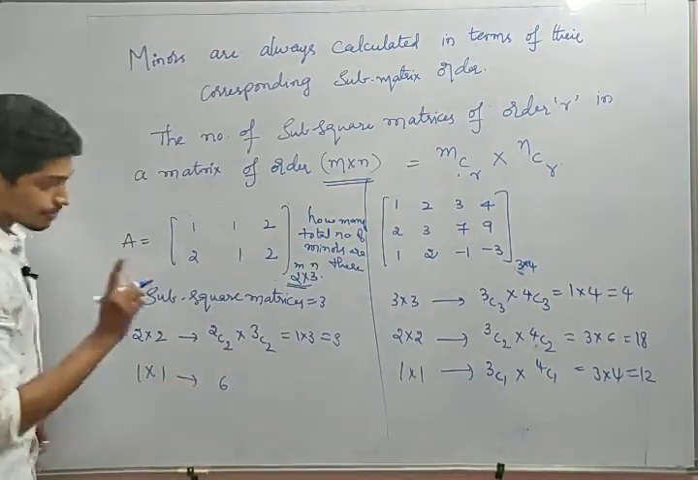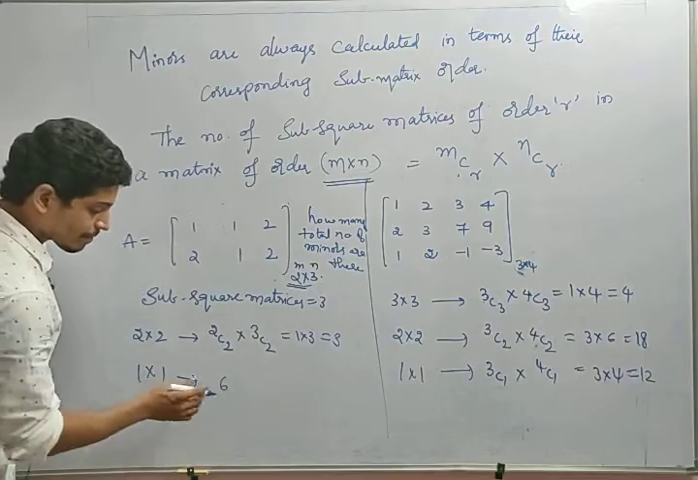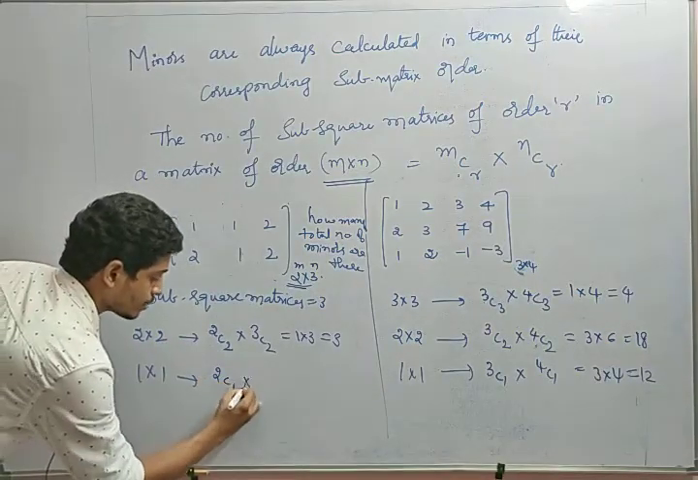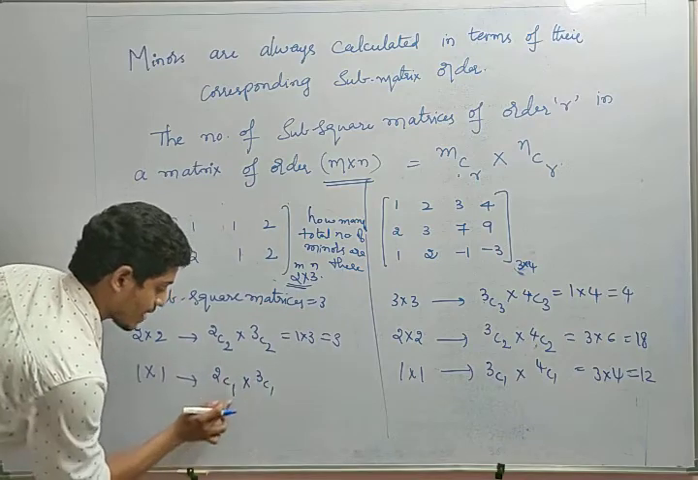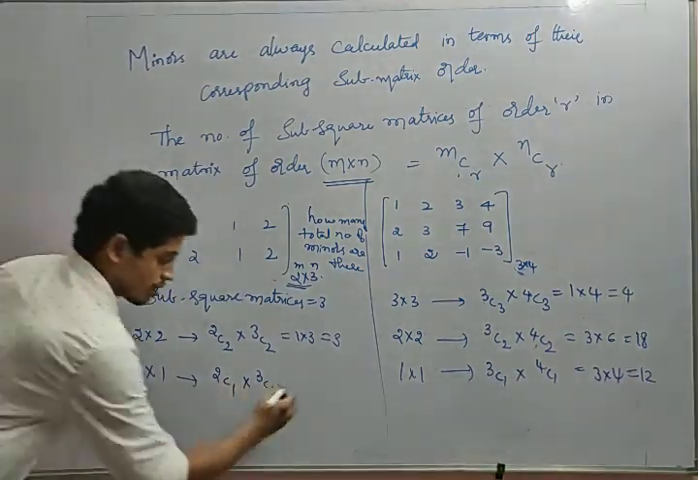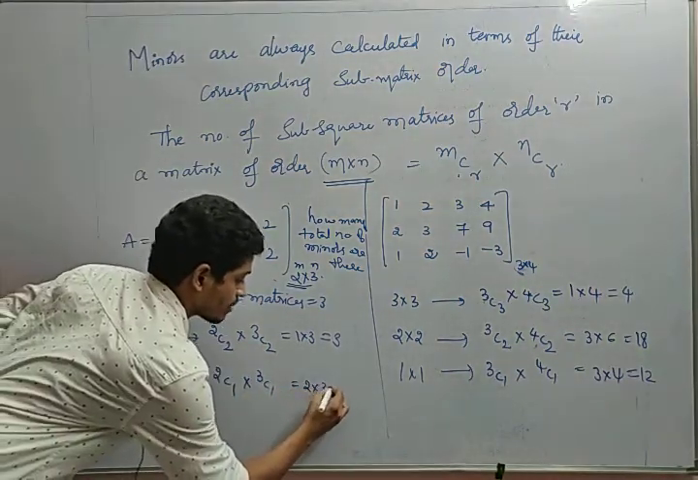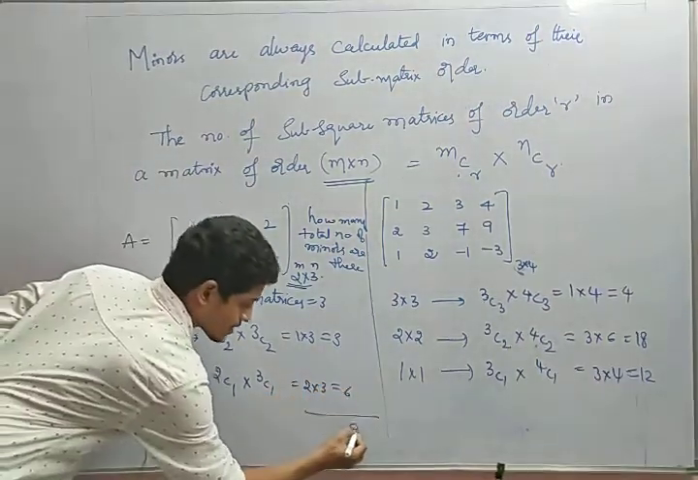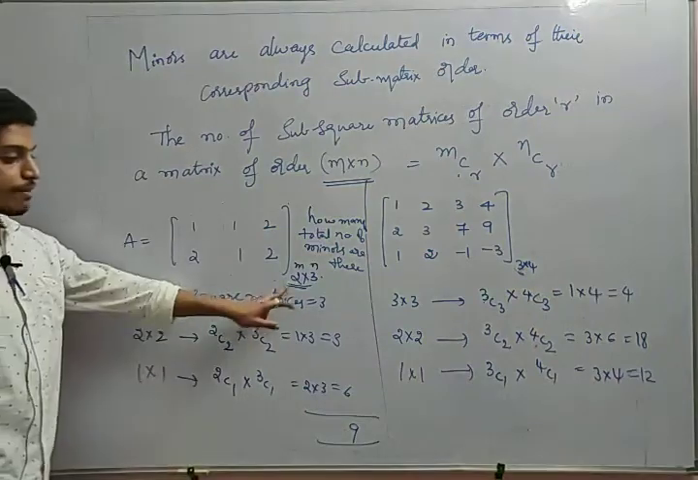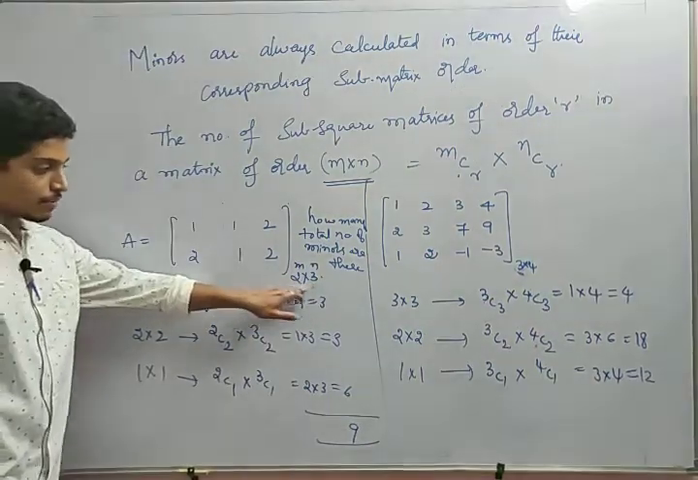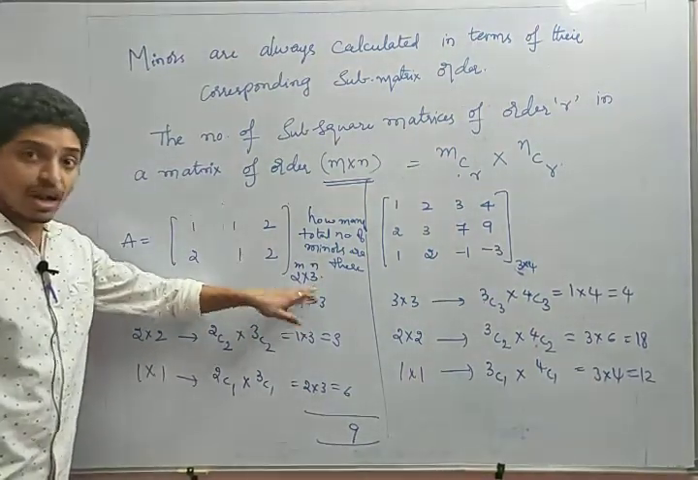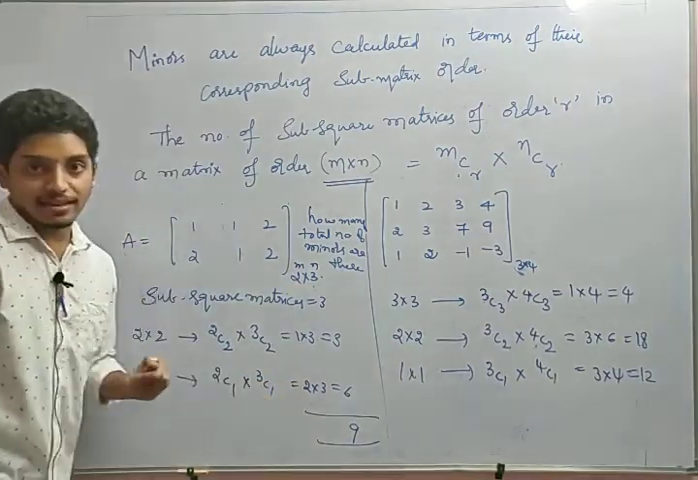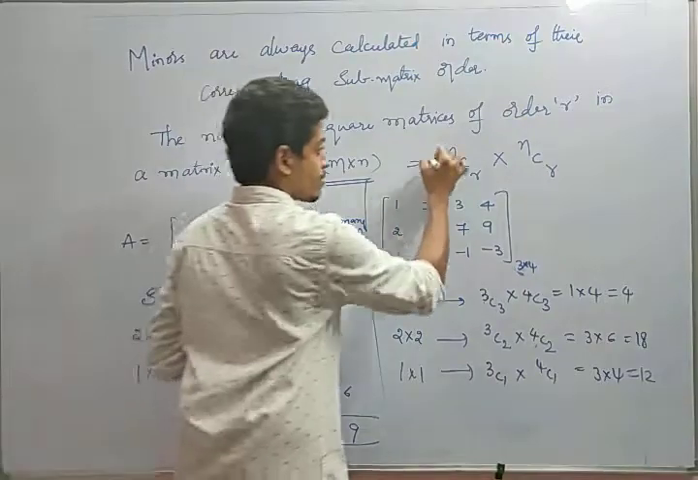Now 1 by 1 matrix. Listen carefully. In 1 by 1 matrix, how can we get 6? 2C1 into 3C1, the R value is 1. So 2 into 3 is 6. Now what is the total number of minors? 3 plus 6, it's 9. In the matrix of 2 by 3, a rectangular matrix, total 9 minors are there. Friends, remember this formula, it is very important.